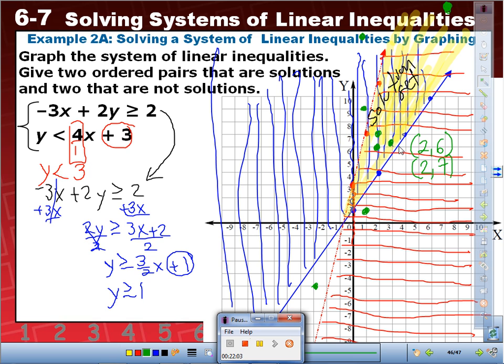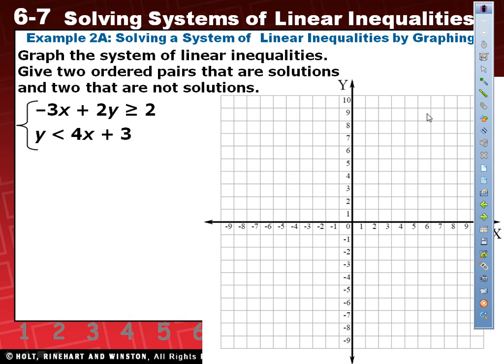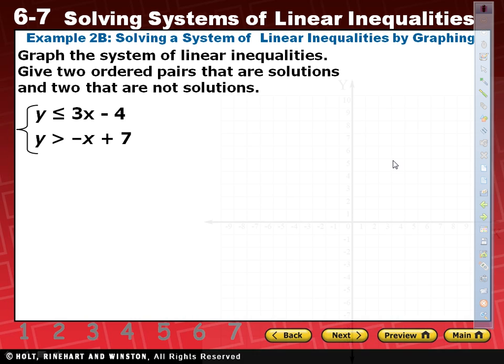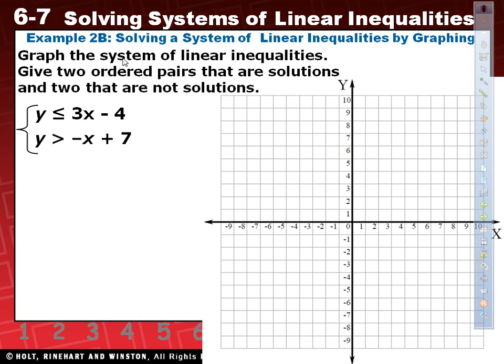Let's see if you can do this one by yourself. Turn your graph paper over. Copy this one on the small one in the back. Example 2B. You don't have to copy the instructions anymore. Just copy the system. y is less than or equal to 3x minus 4, and y is greater than negative x plus 7. See if you can graph the solution set for that one. From there, you're going to plot two ordered pairs that are solutions and two that are not. Go.